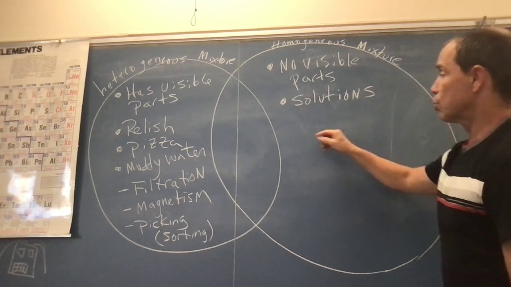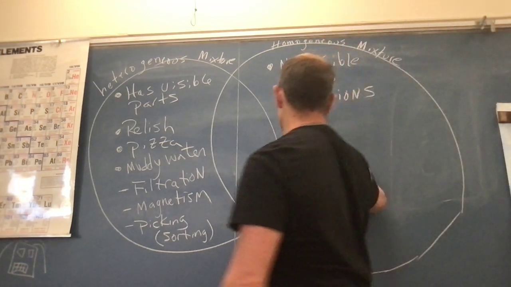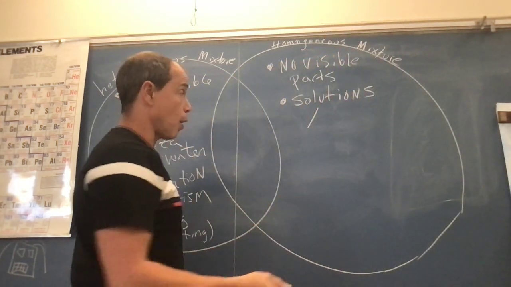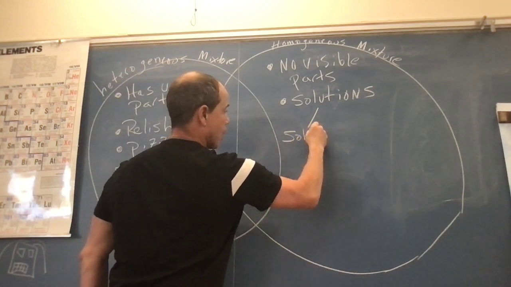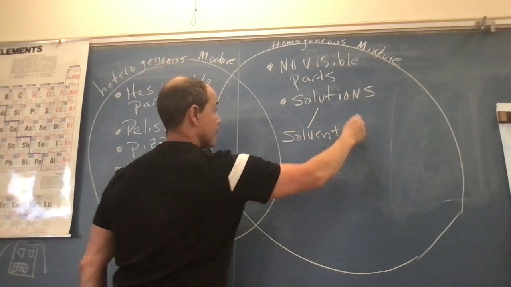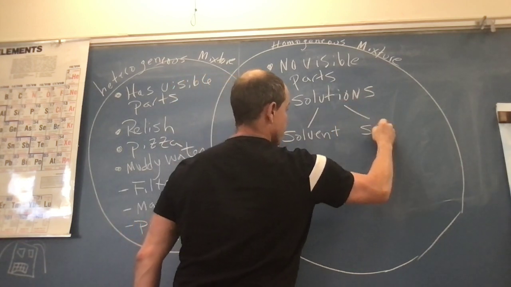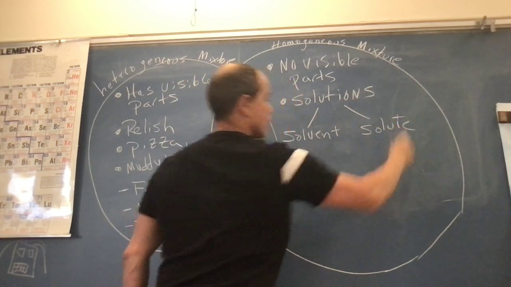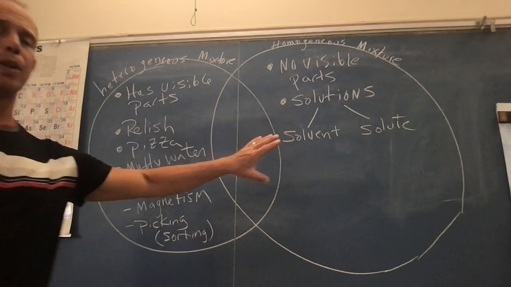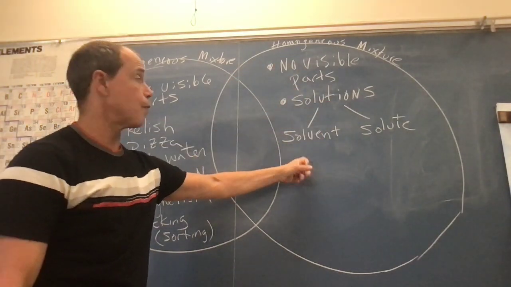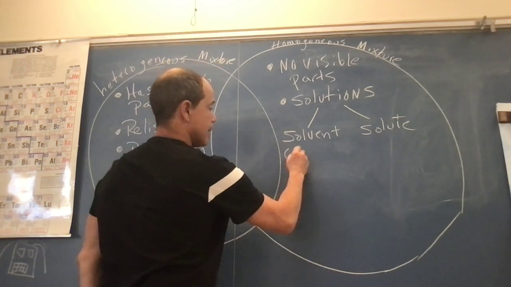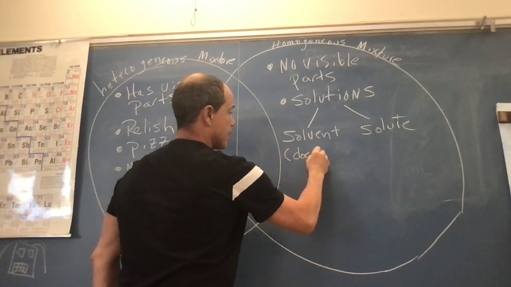Anyway, so solutions can be divided into two parts, right? There's the solvent part of the solution, and then there's the solute part of the solution. So each one of these parts plays a role in the formation of a homogeneous mixture. The solvent part does the dissolving.